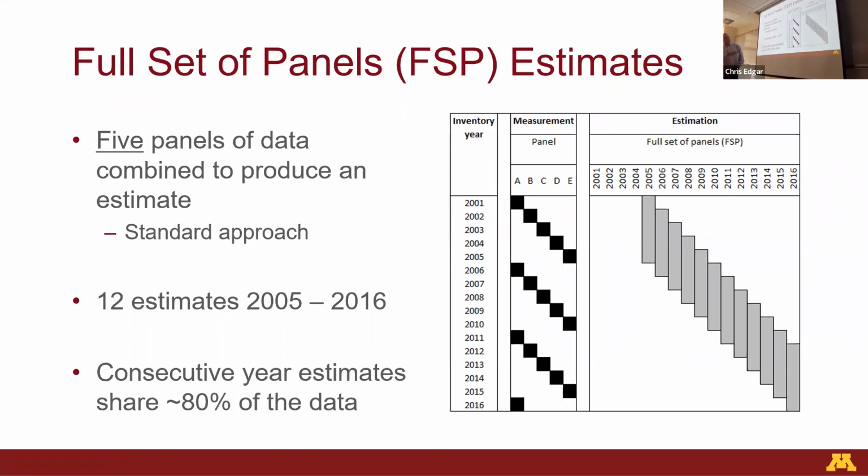And then in 2006, we remeasure the first panel, and in 2006, we can get an updated estimate. But what you'll notice there is 80% of the data is the same in consecutive years, because just a fifth of the data gets refreshed every year. And so this creates some unique features in the estimates when you look at estimates over time, like 2005 to 16. And that can have important implications when we're thinking about disturbance impacts.